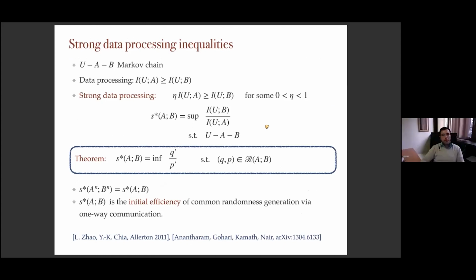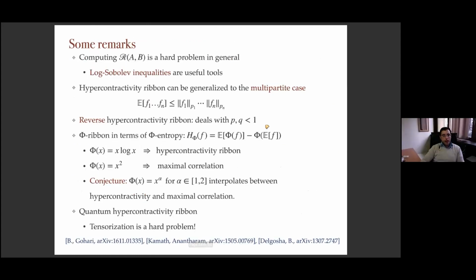Okay, so this is a strong data processing inequality. Some remarks. As I said, computing this hypercontractivity ribbon is in general a hard problem. I mean, an exact characterization of this set is a hard problem in general. And so a useful tool for computing these things is log-Sobolev inequalities. I don't want to tell you what the log-Sobolev inequality is, but in particular, that Bonami-Beckner inequality that I gave you as an example can be proved using such a logarithmic Sobolev inequality.